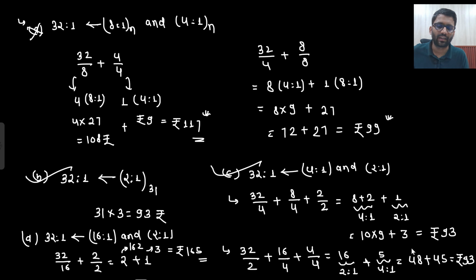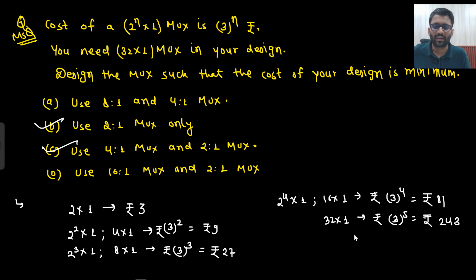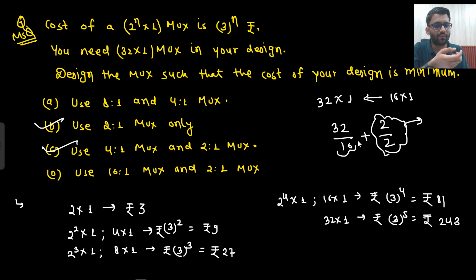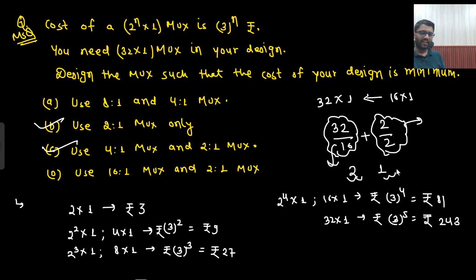So options B and C are correct. Okay, see the last one. I hope you must have understood the last one. 32:1 from 16:1 and 2:1. So I am starting from 16. 32 by 16 plus 2 by 2. 32 by 16 you will get 2. 2 divided by 2, so this can be implemented from 2:1, and this can be implemented from 16:1. So here you will require 2 and here you will require 1. So 2 16:1 you require and 1 2:1 you require. So the best designs are B and C.